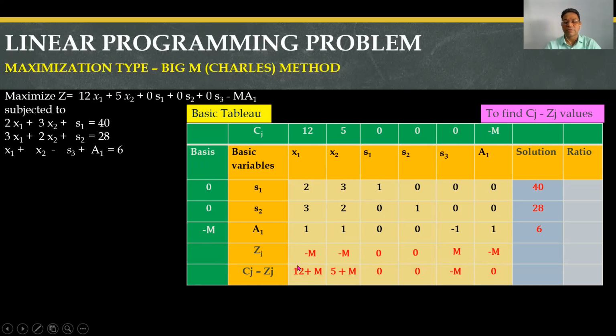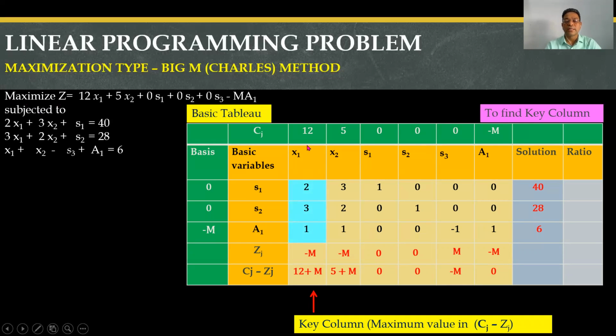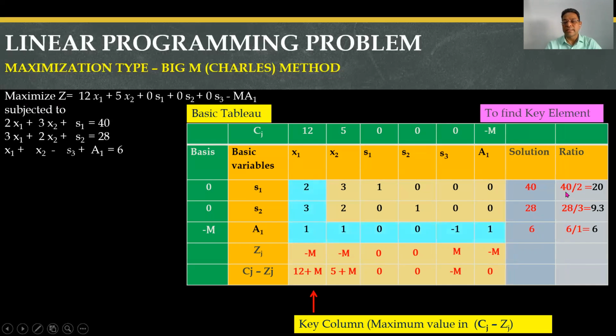Why are we looking for the largest value? Because it is a maximization sum. So this will become the key column, and it also means that x1 will now enter the solution. Now x1 will enter the solution, so someone has to leave the solution. How will we find who will leave? That is decided from the ratio column. And how do we take the ratio? Ratio is always taken as solution column divided by the key column. So we get 40 divided by 2 is 20. Similarly, 28 divided by 3 is 9.3 and 6 divided by 1 is 6.